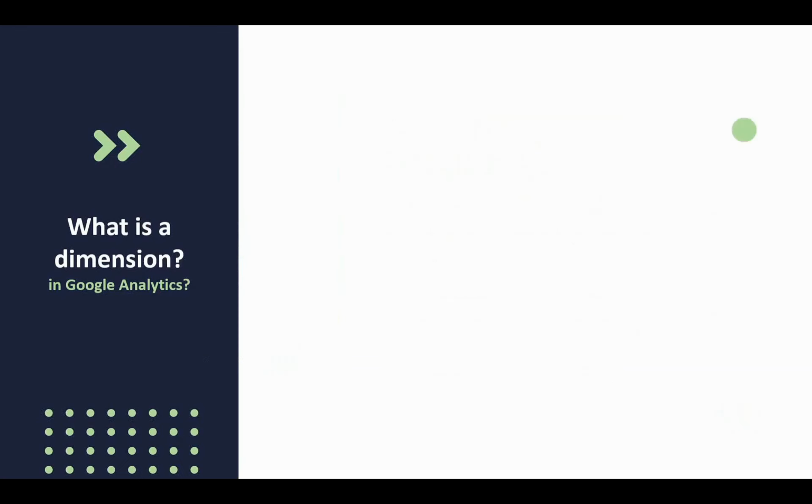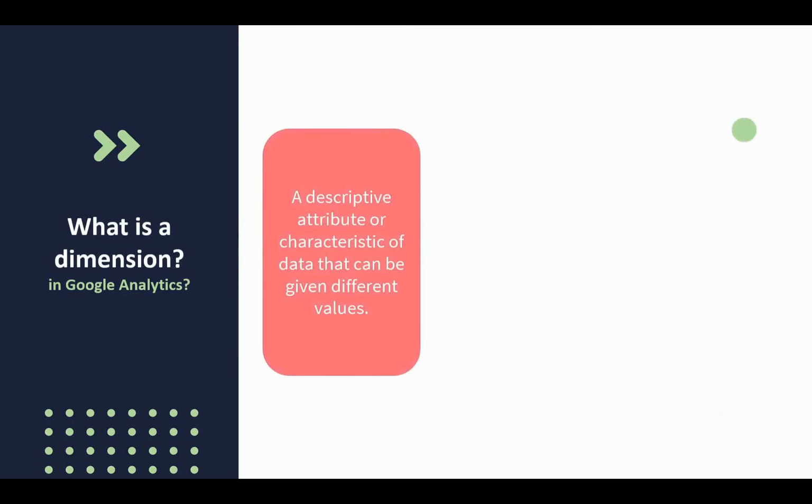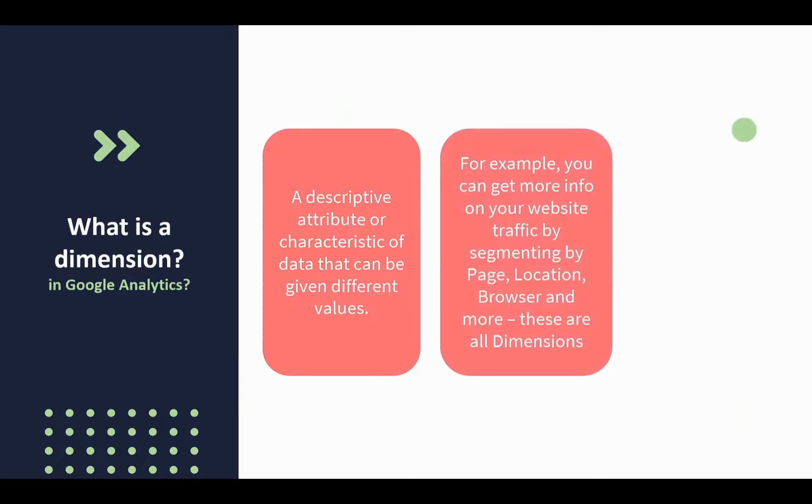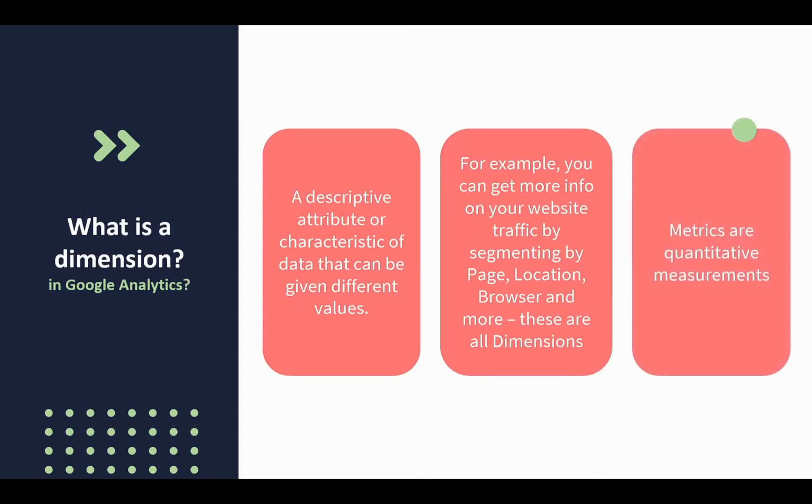Then we have dimensions. Dimensions are a descriptive attribute or characteristic of data that can be given different values. So it's not numerical like metrics. It's really a different way to segment your information. So, for example, you could get more information on your website traffic by segmenting by page, location, your browser, and more. So these are all dimensions, and there are many, many more, and you will see more as we go through all the reports. And as I said, metrics are quantitative measurements, so that is how they differ to dimensions.